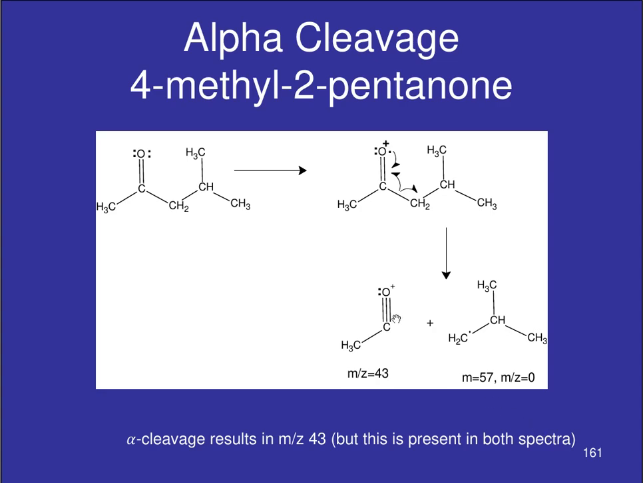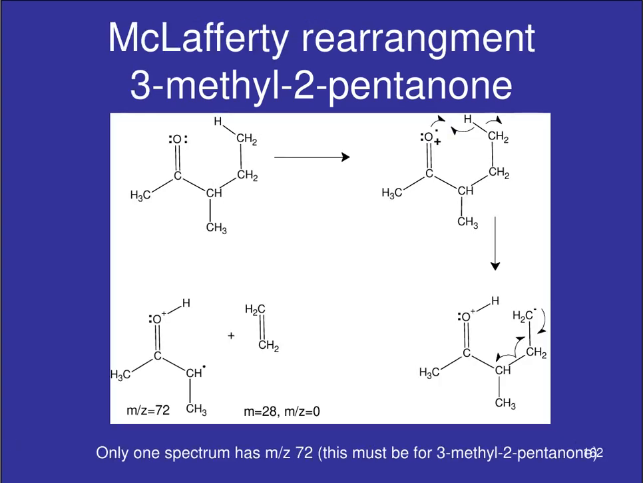What would be interesting to see is the McLafferty rearrangement, because both compounds have alpha, beta, gamma hydrogens available to them, and so the McLafferty rearrangement is available in both cases. So let's start with 3-methyl-2-pentanone, and I've drawn the compound out so that a gamma hydrogen, there are 3 gamma hydrogens, but one of them is in close proximity to the oxygen.